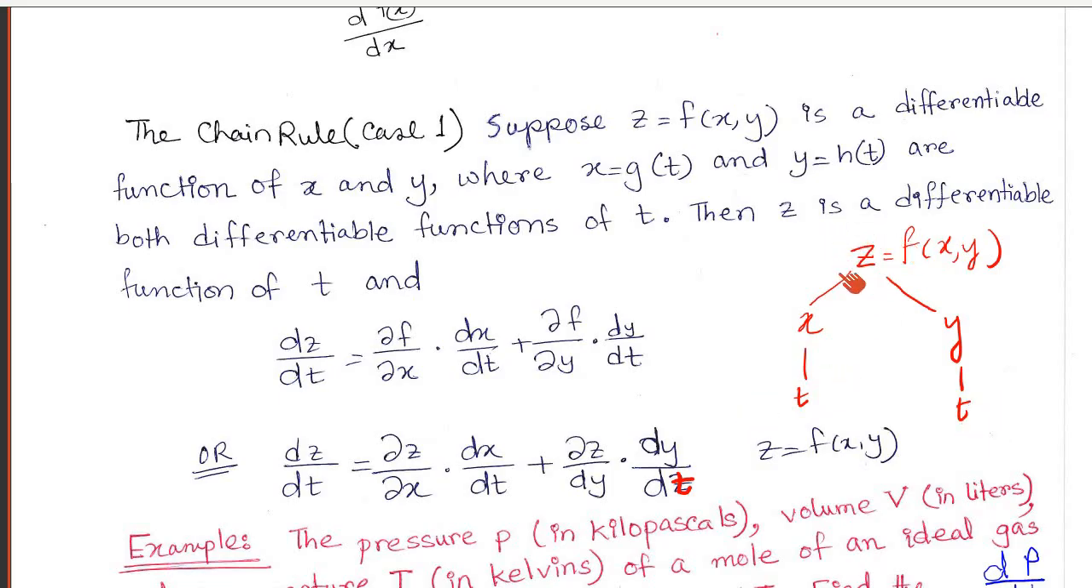So differentiation of z with respect to x times derivation of x with respect to t. That is our first segment. Second segment, differentiation of z with respect to y, derivation of y with respect to t. That is our second segment. Now instead of writing z, we can write f as well, as z is equal to f of x, y.